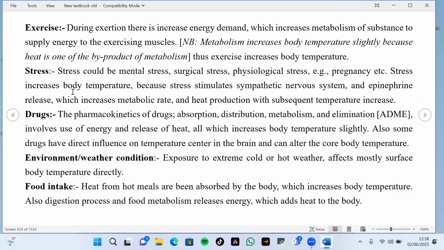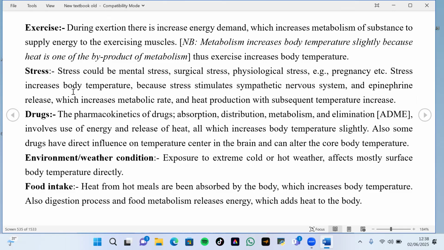Also, some certain drugs have direct influence on the temperature regulating center in the brain, that is the hypothalamus, and therefore can alter the core body temperature. So when you take temperature assessment, you must also consider all of these factors that can actually lead to variation in temperature of the body. Then environment and weather condition. When you are exposed to cold or hot weather, it can affect your body temperature, mostly surface body temperature.